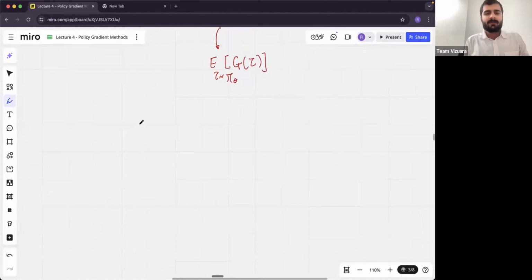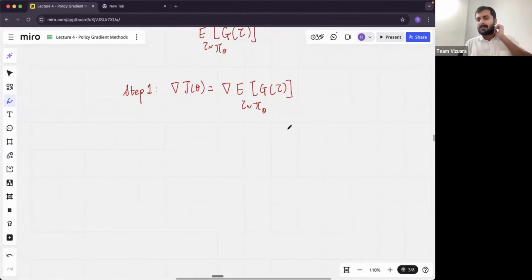So the first step, step number 1, is where we say grad of J of theta is equal to grad of the expected value of G of tau, where tau is sampled from the policy itself. This step is just where we have substituted the formula.